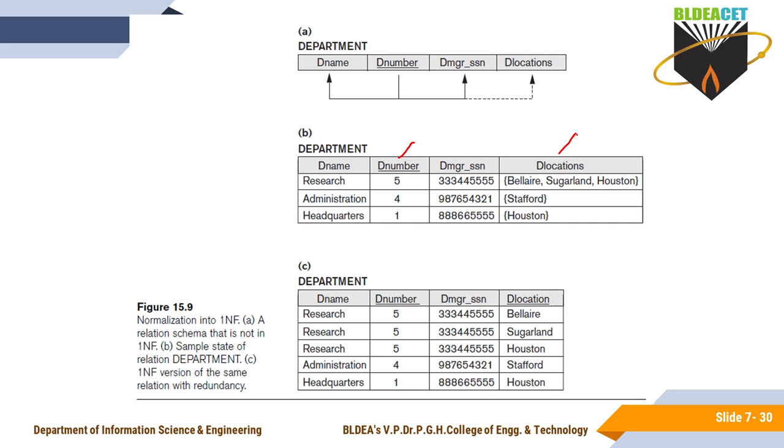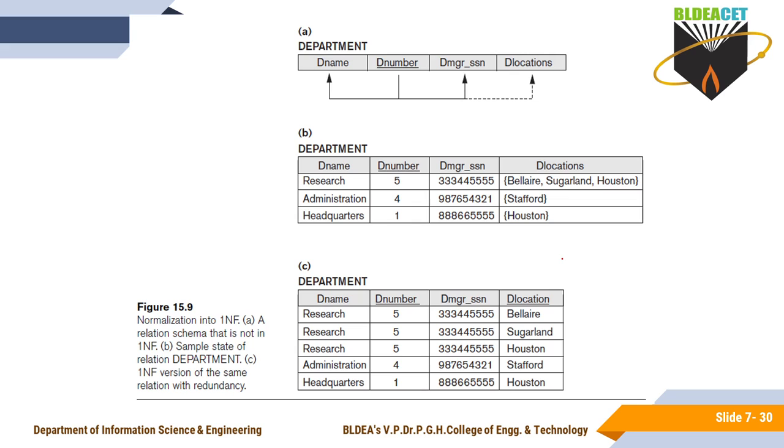In that situation, this relation is now in the first normal form. If I repeat, instead of repeating the D name and manager assistant, only the department number is repeated in the department location table. Department number 5 is repeated 3 times because the same department may be located in multiple locations. So you are reducing your redundancy here. This is about the first normal form. So in the first normal form, what does it tell?